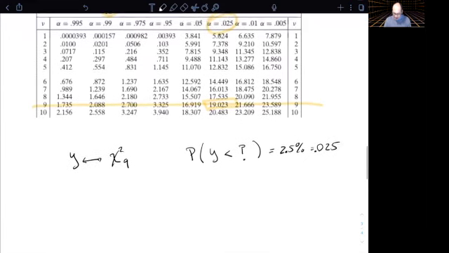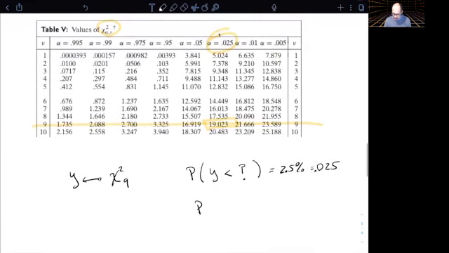So what does that say? That says, if I read this chart, the probability that y is greater than or equal to 19 is 2.5%. So this value that you need to be, to have alpha probability that you're bigger than that, is called chi squared subscript 0.025, 9 degrees of freedom.